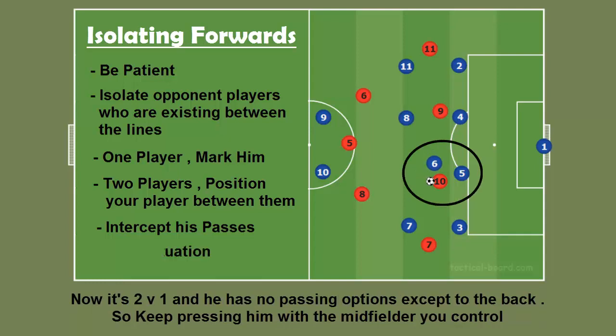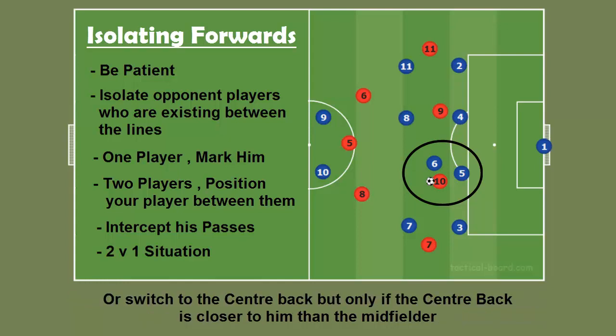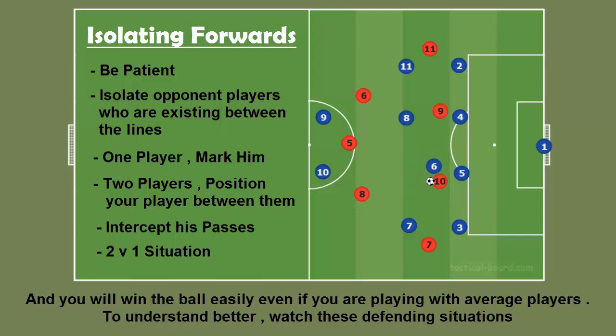Now it's 2v1 and he has no passing options except to the back. So keep pressing him with the midfielder you control or switch to the center back, but only if the center back is closer to him than the midfielder. And you will win the ball easily even if you are playing with average players. To understand better, watch these defending situations.